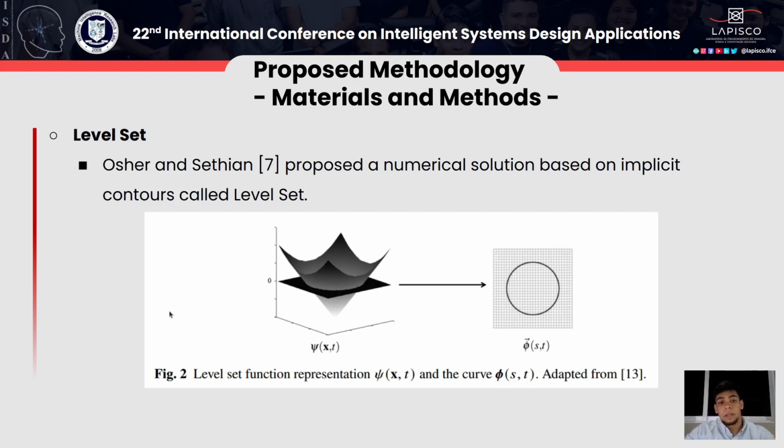This method was proposed by Osher and Sethian as a numerical solution based on implicit contouring called level set. There is a two-dimensional space with two regions, and there is a boundary between them, a curve C, as a function that defines the boundary. The idea of the implicit contouring is to represent C in a function phi that can deform the boundary, thus defining a new position for the points. By manipulating the phi function, we define a new boundary for the C curve.